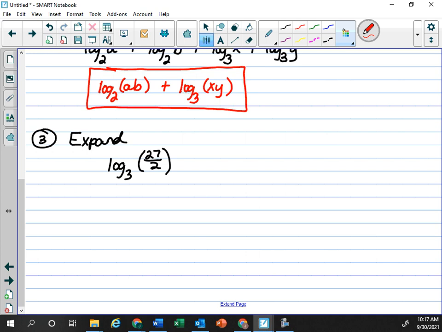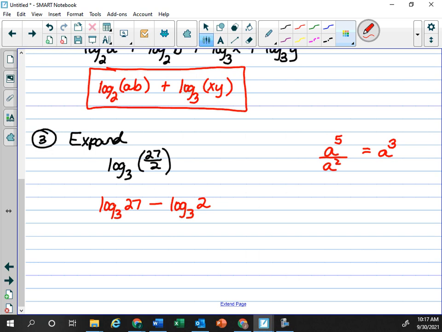Okay, so think back to exponent rules. What if I had a to the fifth over a squared? What would that be? A to the third. How'd you get that? Right, subtracted your exponents. When you have the same base, you can subtract exponents. Same idea here. We're dividing. So I'm going to expand this into log base 3 of 27 minus log base 3 of 2. Okay, because I'm dividing, I can expand that as subtraction.